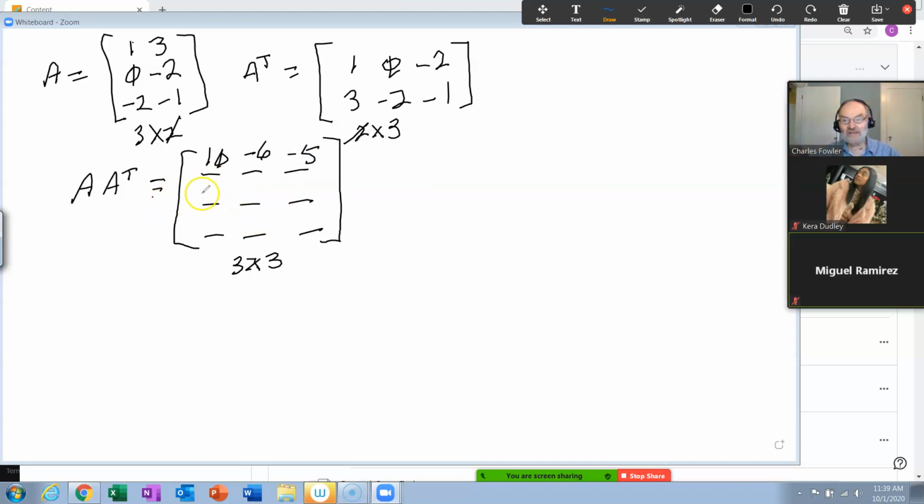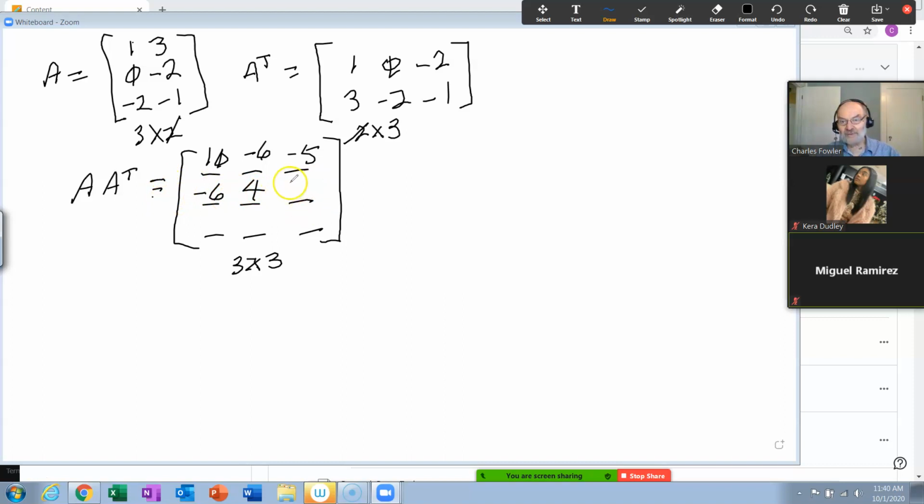Okay. The 2, 1 entry here, second row, first column, will be second row of A times the first column of A transpose. That's a 0 times 1 is 0, plus a negative 2 times a positive 3 is a negative 6. The 2, 2 entry here, second row, second column, will be second row of A, second column of A transpose. 0 times 0 is 0, and then minus 2 times minus 2 is positive 4. Correct?